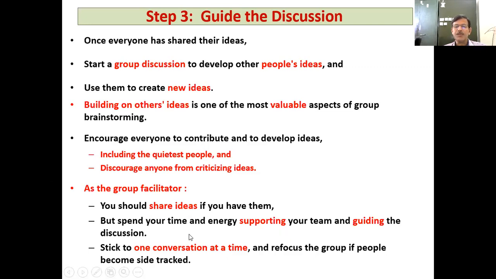Spend your time and energy supporting your team and guiding the discussion. It is your responsibility as a facilitator to guide the discussion and not deviate from the problem. Stick to one conversation at a time and refocus the group if people become sidetracked. Sometimes people may deviate from the topic, from the problem, and start discussing another problem. So you have to refocus them. It is your responsibility as a group facilitator. So this is the very important step three, guiding the discussion.